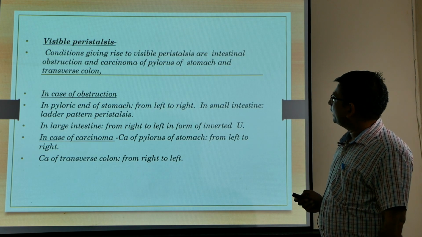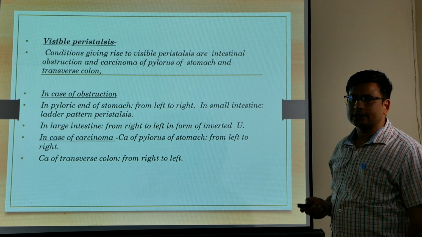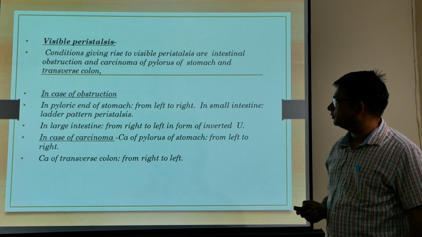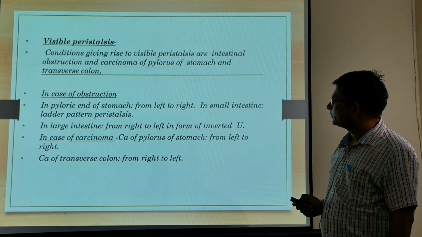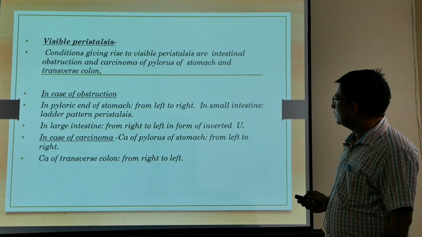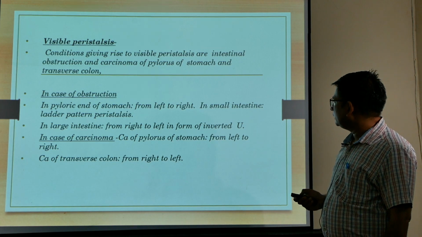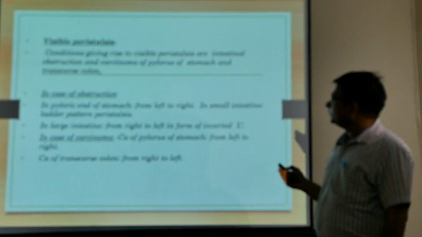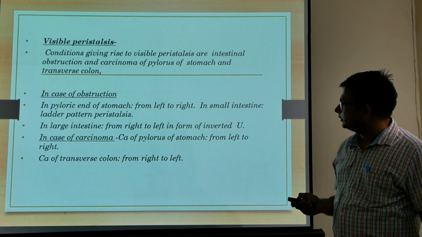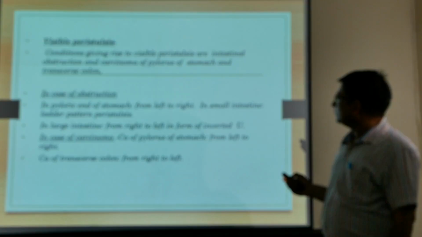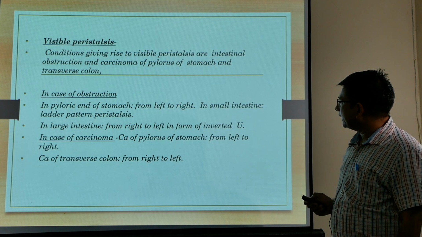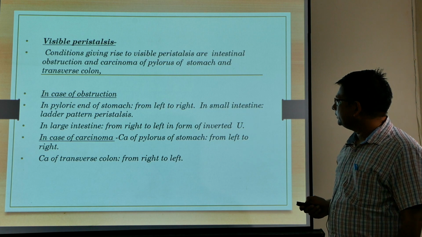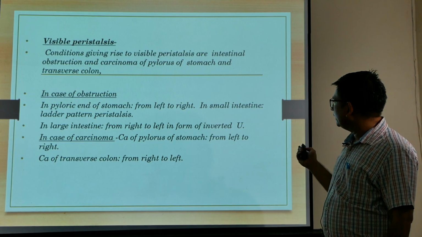Conditions which give rise to visible peristalsis are intestinal obstruction and carcinoma of the pylorus of the stomach and transverse colon. In case of obstruction at the pyloric end of the stomach, the peristalsis will be visible from left to right, while in small intestine the peristalsis will be in a ladder pattern. In large intestine, the peristalsis goes from right to left in the form of an inverted U.